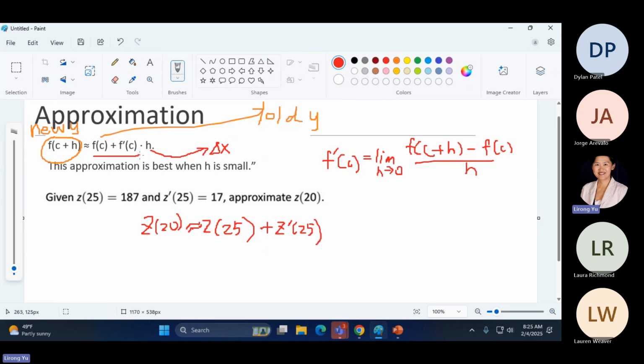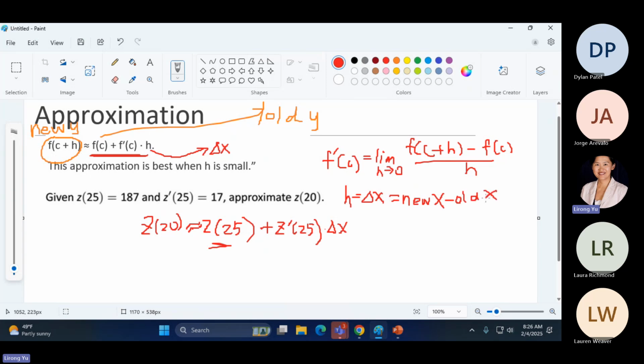So I'm copying what we have there. f of c is Z25, f prime c is Z prime 25. This you are supposed to multiply by the change, or the h. So exactly what is the change? What is h? h is the same as delta x. This is the same notation. How do you calculate change? You take the new value minus the old value. So this is supposed to be the new x value minus the old x value.